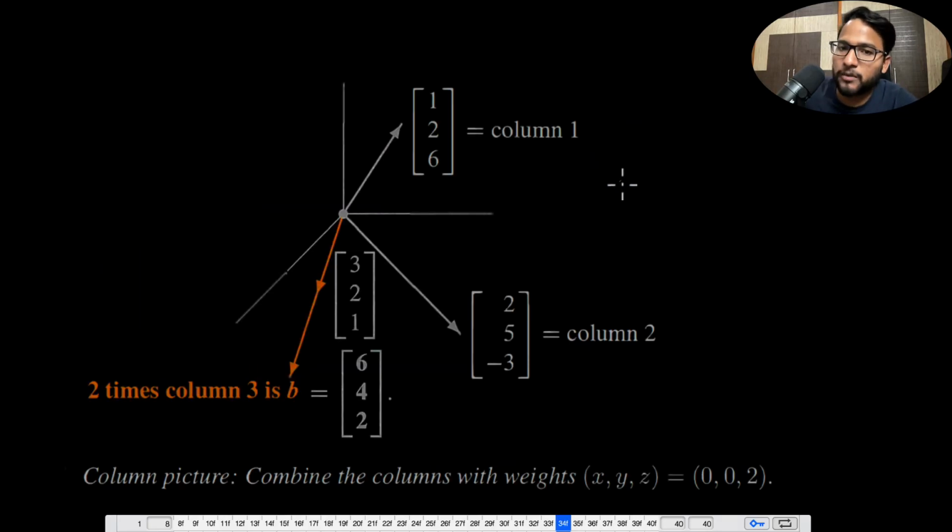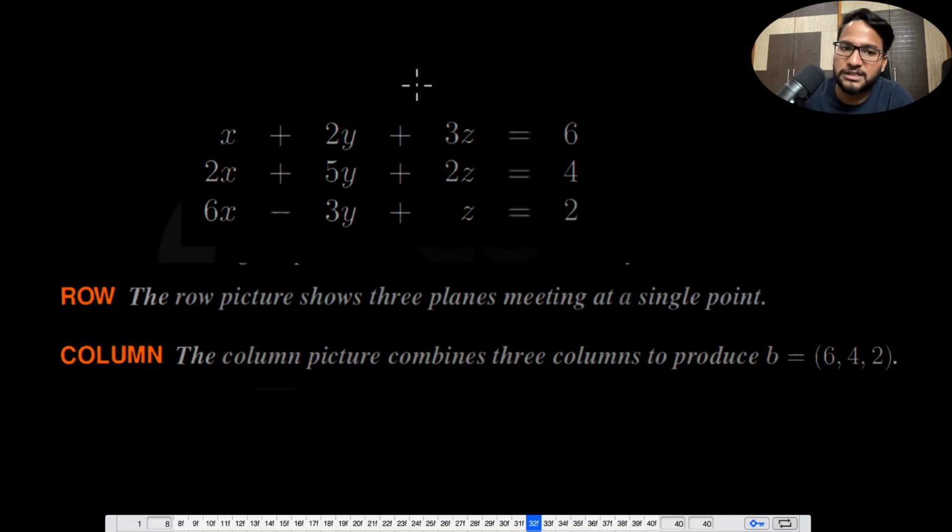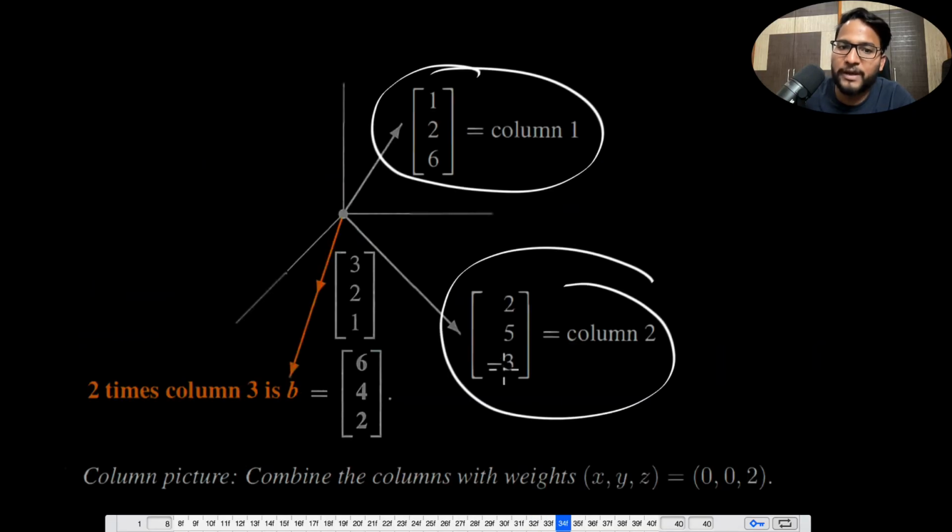Now let's see this column picture. Here we have these columns, right? In this example, we have the three columns, which are 1 2 6, 2 5 minus 3, and 3 2 1. So 1 2 6, 2 5 minus 3, and 3 2 1. These are the three columns that we have.